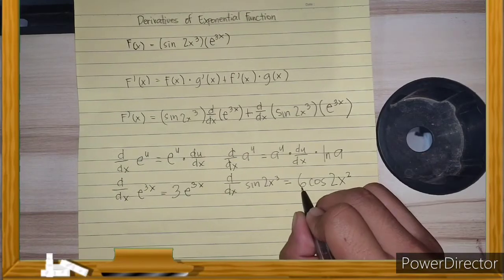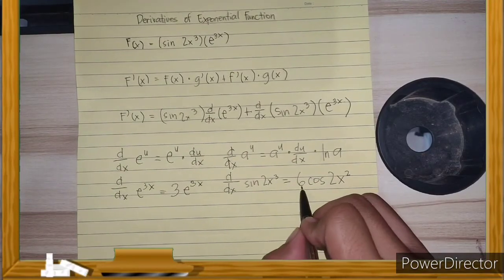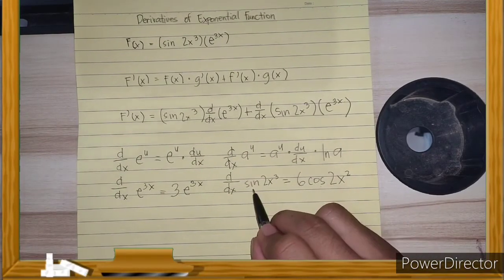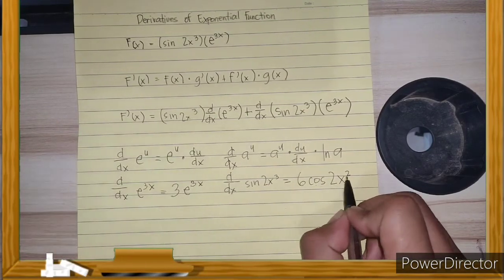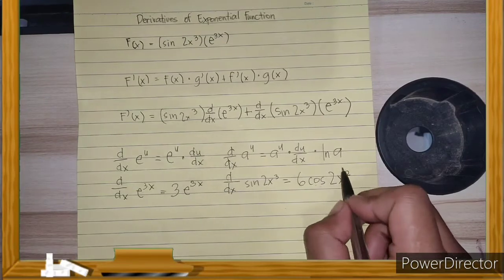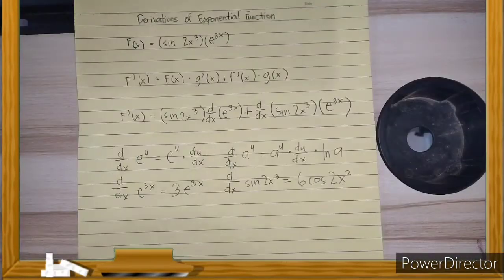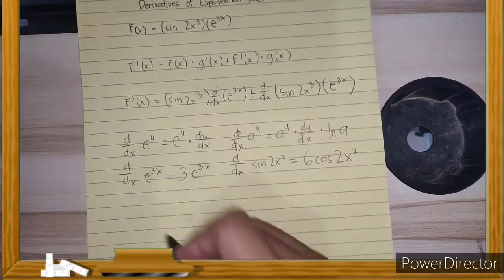So it became 6 because 3 times 2 is equal to 6. And then cosine, because the derivative of sine is equal to cosine. And then 2x squared for our ln a. Since we already got the derivative of our g of x and f of x, the next thing to do is we need to simplify the function.